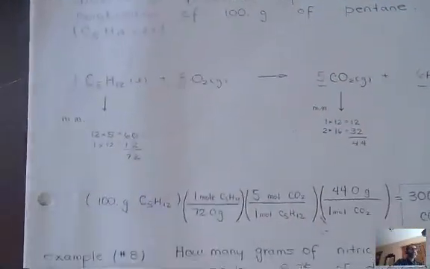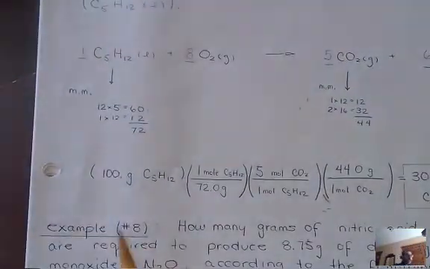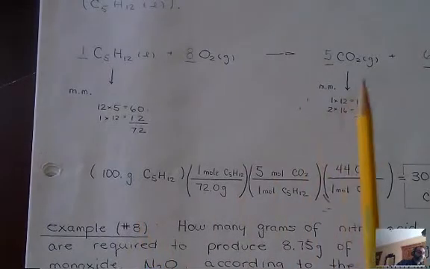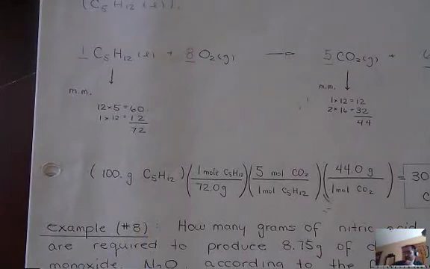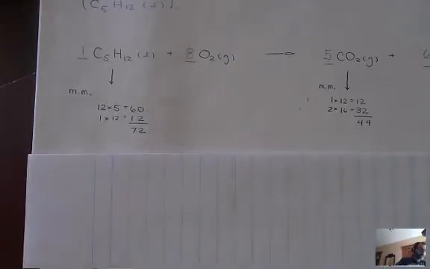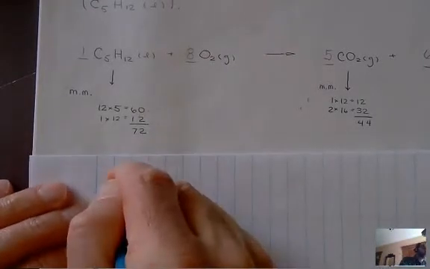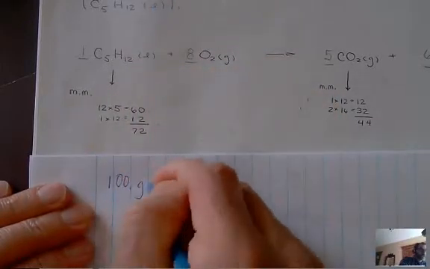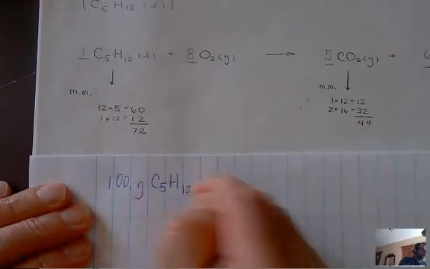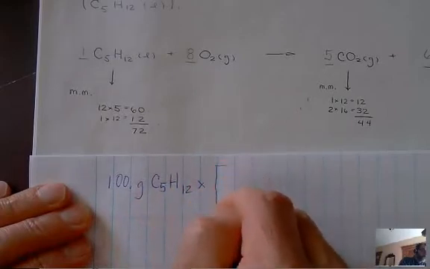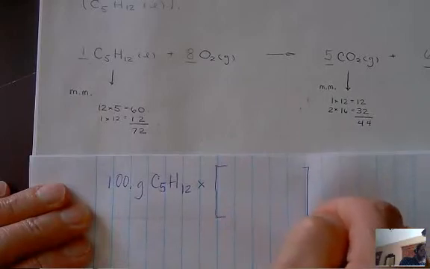Okay, so what are we relating? We're relating the 100 grams of pentane to how many grams of carbon dioxide we're going to be able to get out at the end. So I'll get some paper and I'll cover up the answer and we'll go through it slowly. Okay, so here we go. I've got 100, with 3 significant digits, grams of pentane, C5H12.